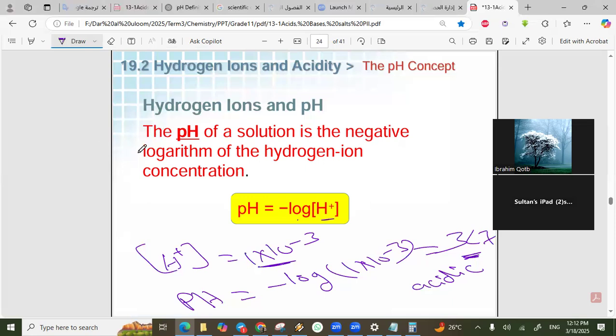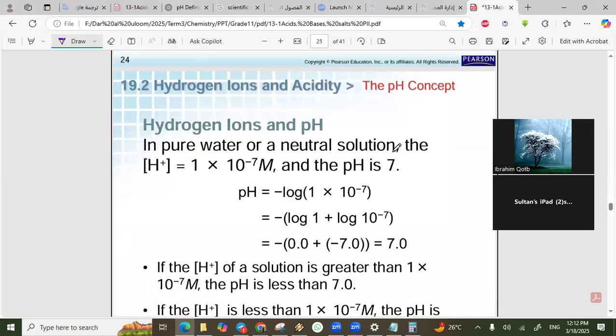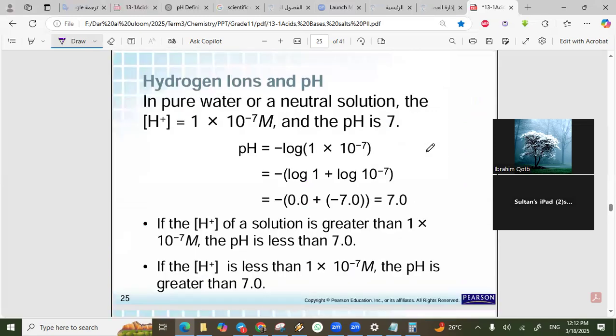So the pH of a solution is what? The negative logarithm of hydrogen ion concentration. You have to memorize this definition. The pH, power of hydrogen, is the negative logarithm of hydrogen ion concentration. In pure water, the pH is 7. Why? Apply the rule: minus log 10 to the power negative 7 equals 7.